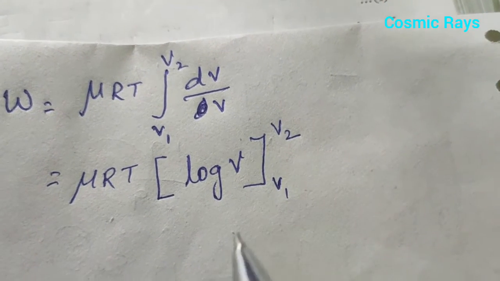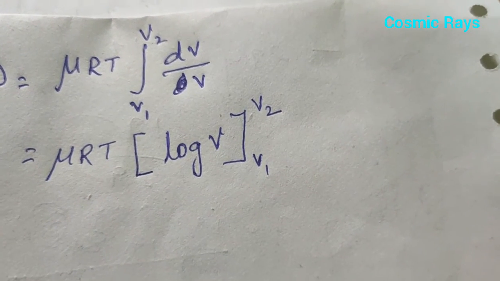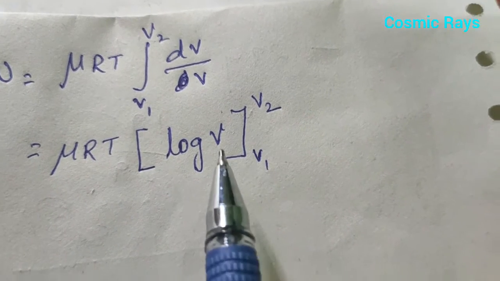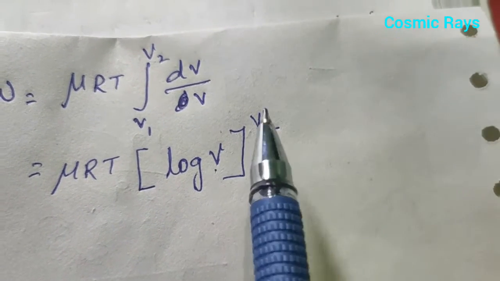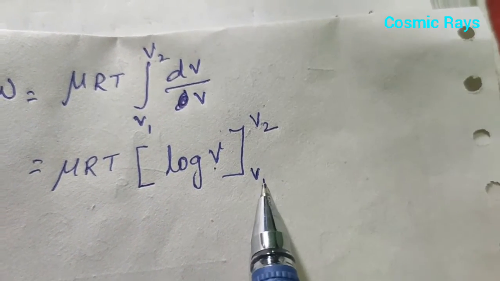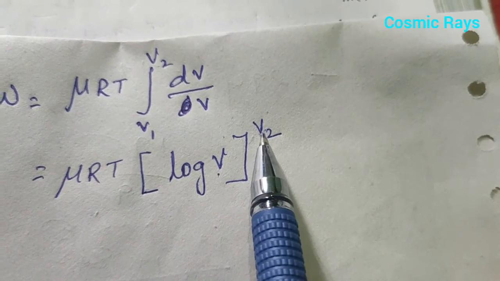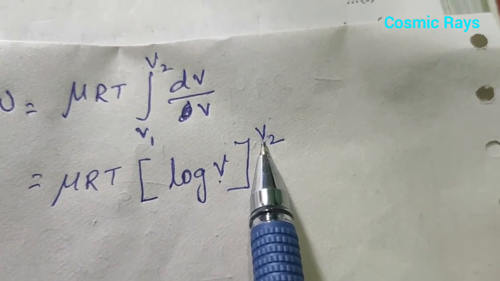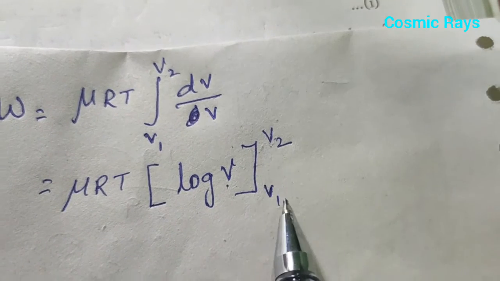How do we substitute the limit? In the previous video also we have talked about it. That is, first we substitute the value of upper limit. This is the upper limit and this is the lower limit. So first we substitute the value of upper limit, and then minus the value of lower limit.